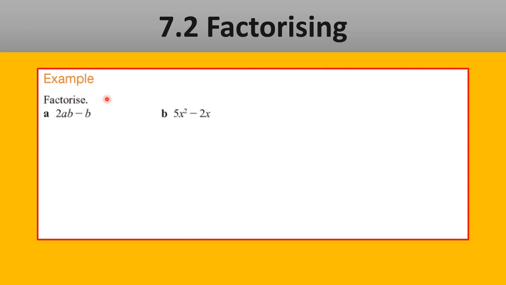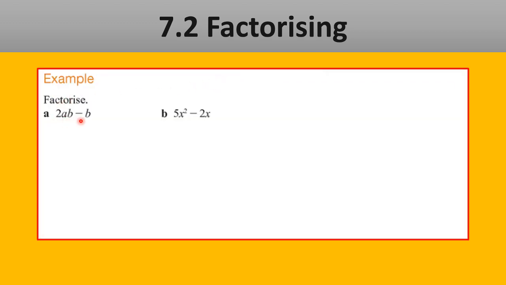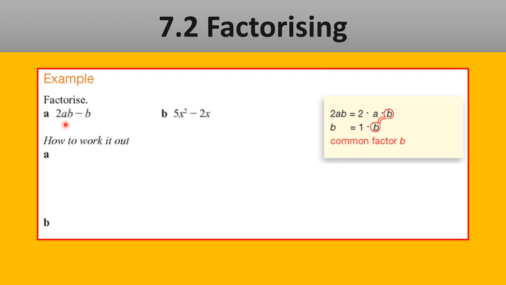So the question here is factorize. Ontbinden in factoren. Rewrite this as a multiplication, right? As a product. 2ab minus b. The first thing that you're going to do is find the common factors of 2ab and b. So write down 2ab as 2 times a times b, and you could write down b as 1 times b. What is the common factor in this case? Well, that's the number or letter that occurs in both terms, which is only b. So you start with writing down the b in front of the brackets.